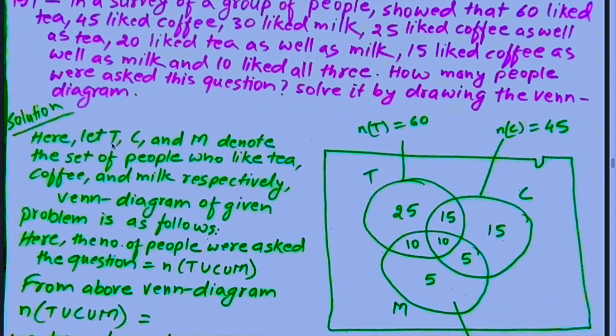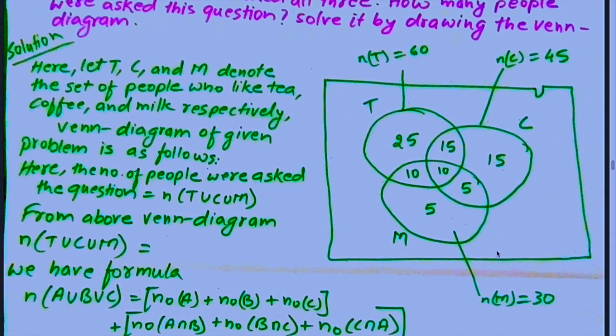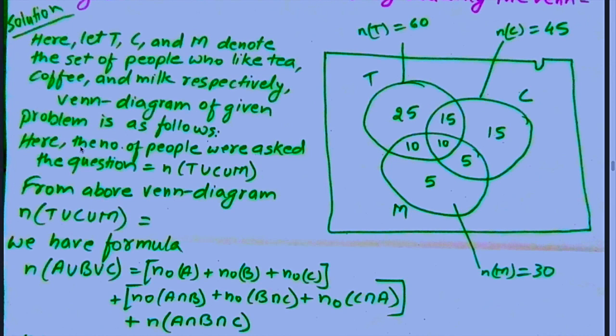Let T, C, and M denote the sets of people who like tea, coffee, and milk respectively. The Venn diagram of the given problem is shown as follows. The rectangular box denotes U, the first circle T equals 60, the second circle C equals 45, and the third circle M denotes 30. The number of people who were asked equals n of T union C union M, the union of all three.